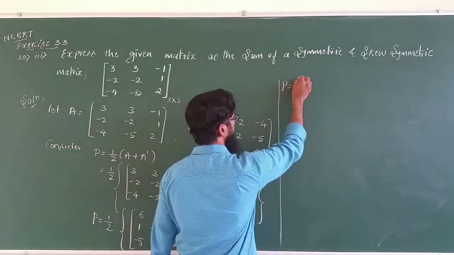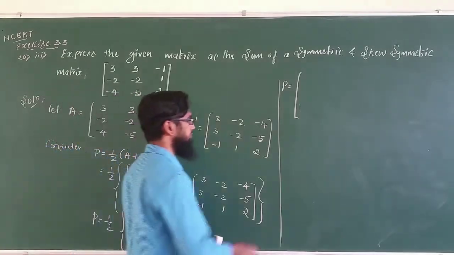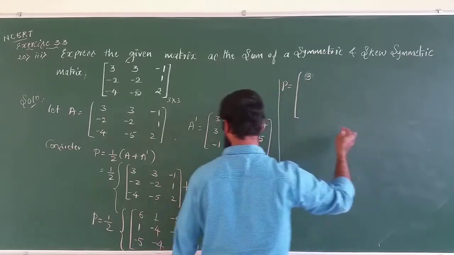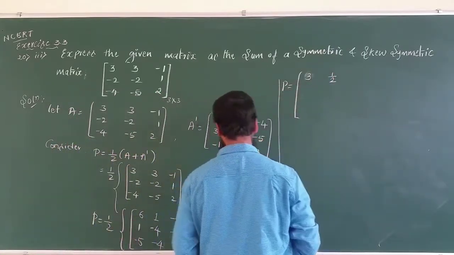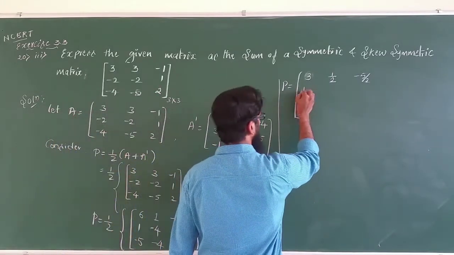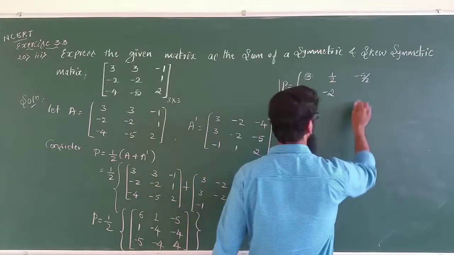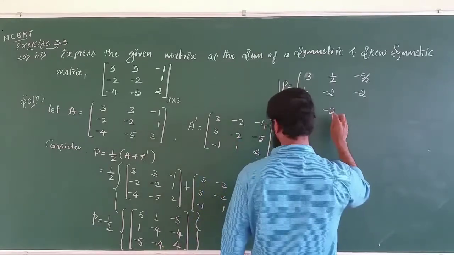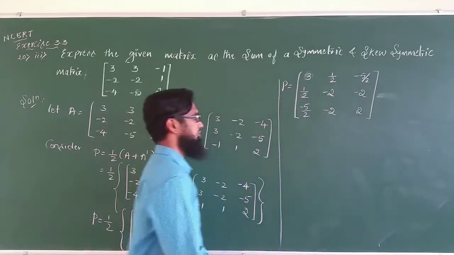So P is equal to, finally, just multiply this half, that is 1 over 2, into all the elements. 6 by 2 is 3. This is 1 by 2, this is half into 1, that is half. Again half into minus 5 is minus 5 by 2. Half into 1 is half. Half into minus 4 is minus 2, and this becomes minus 2 again. This term becomes minus 5 by 2, this term becomes minus 2, and for the last term it is plus 2. Now this is my matrix P.